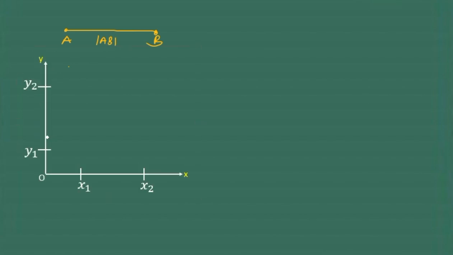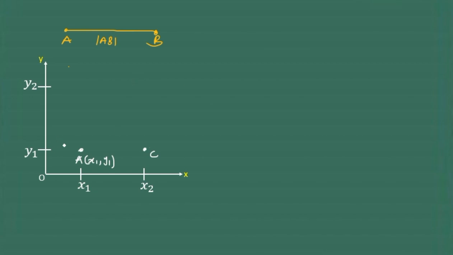Now, on this coordinate plane, we have the x-axis and the y-axis. On the x-axis, we have the first point called x1 and the second point x2. On the y-axis, we also have the point y1 and the second point y2. Now, if I have here a point, call it A, and this will be the coordinate x1 and y1. Now we also have another point here, and let's call this C.